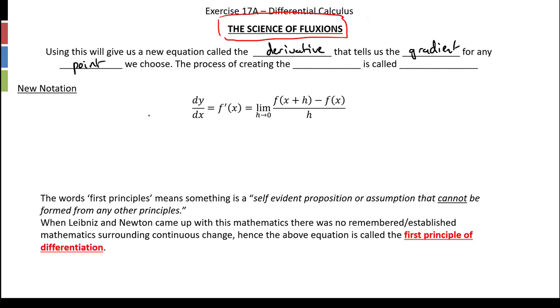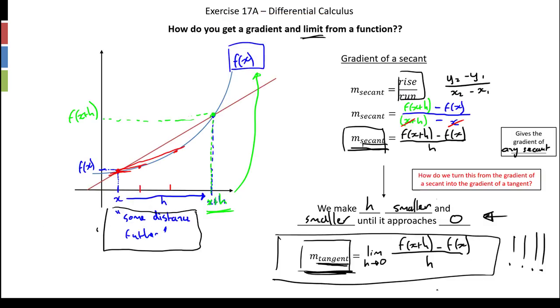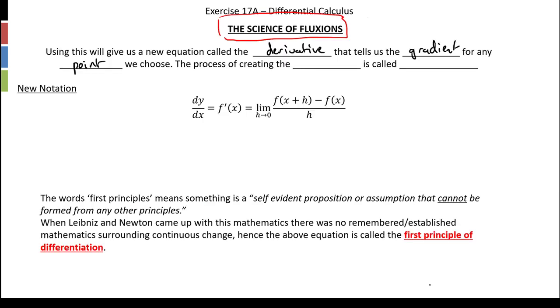Doesn't matter where on the graph. We could choose the very start, the very end, anywhere in the middle. Using this function we get at the end called the derivative, it will tell us the gradient at any point. The process of creating this function, the process of creating the derivative, is called differentiation. You differentiate, or you do differentiation to get the derivative. And this is where differential calculus comes from. It's a play on derivative and differentiation.